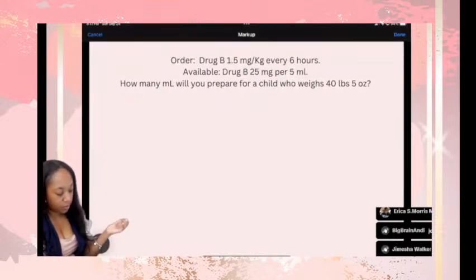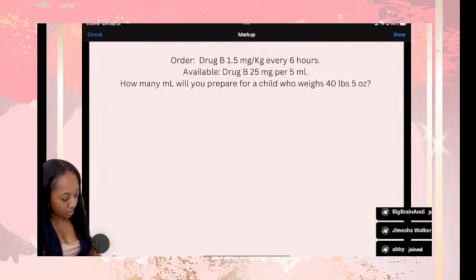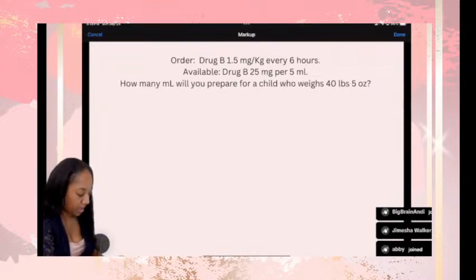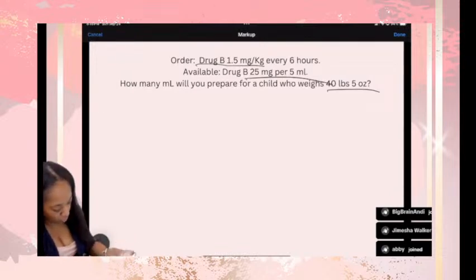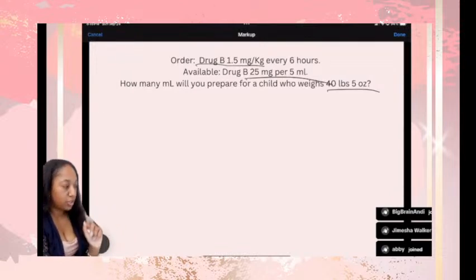So, drug B, 1.5 milligrams per kilogram every 6 hours. Available, drug B, 25 milligrams per 5 ml. How many milliliters will you prepare for a child who weighs 40 pounds and 5 ounces? Okay, so P, patient, prescription, product. All right. So we are looking for 1 dose.